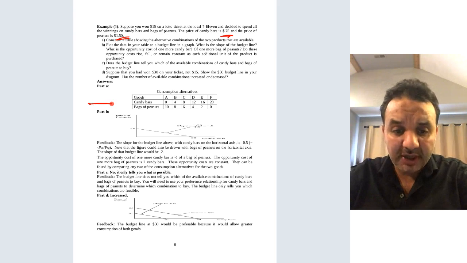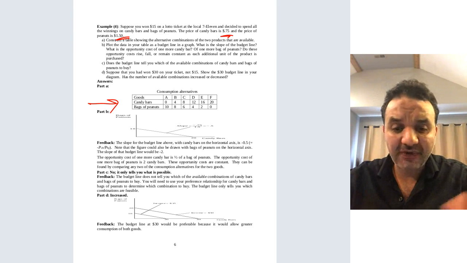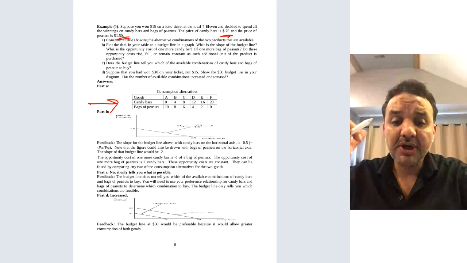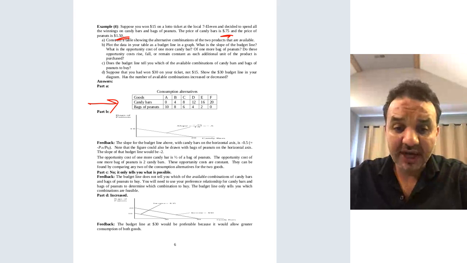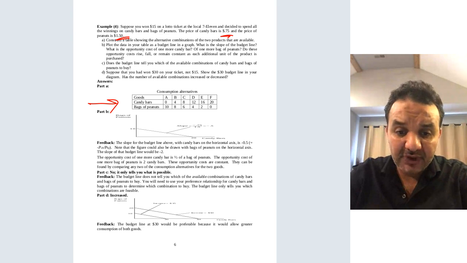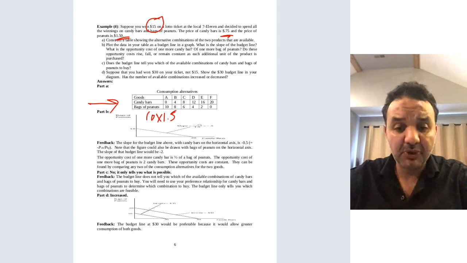So I did this for you. As you can see, I just created different choices, but don't forget that the maximum, or limited, budget is $15. So for instance, let's say option A. If you go with option A, you will buy 0 candy bars and you will spend $15 on peanuts. The price of one bag of peanuts equals $1.50, so if you multiply 10 by $1.50, this means you have to pay $15, which is your budget. So it's feasible, it's doable.